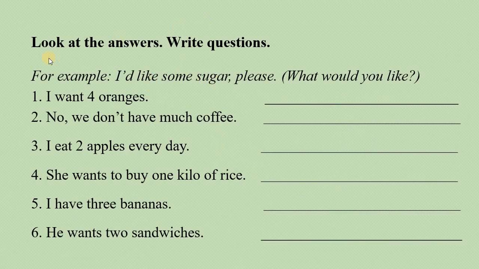So guys, here look at the answers, write questions. For example, I'd like some sugar, please. What would you like? So here, I want 4 oranges. No, we don't have much coffee. I eat 2 apples every day. She wants to buy 1 kilo of rice. I have 3 bananas. He wants 2 sandwiches.